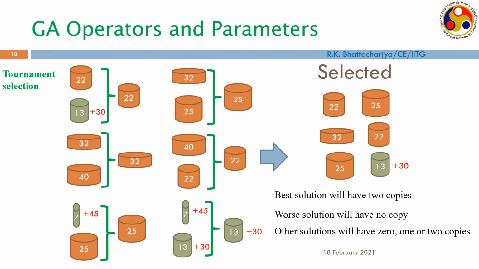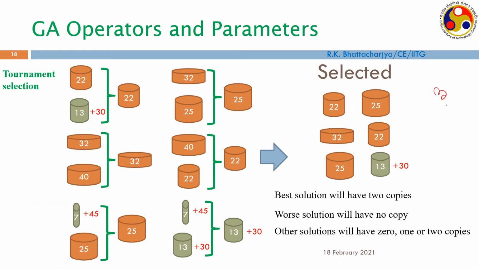But the total population is 6, so I need 6 solutions. To get another 3 solutions, I play the tournament for another round. In the second round also there will be 3 winners. So first round 3 winners, second round 3 winners, altogether you get 6 winners. In this case, we have taken a tournament size of 2.